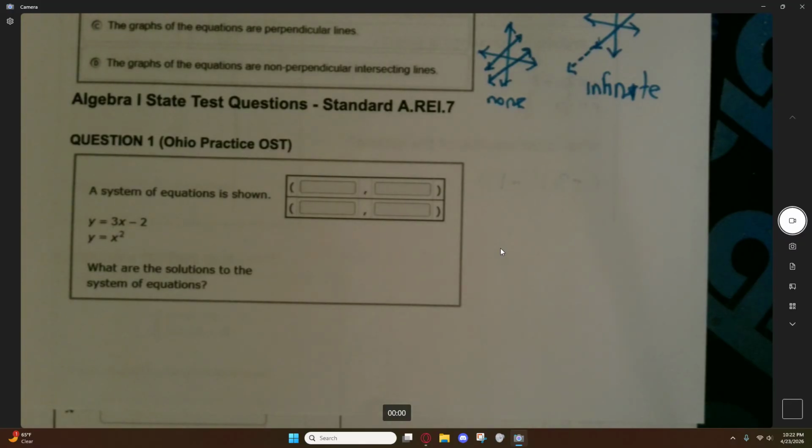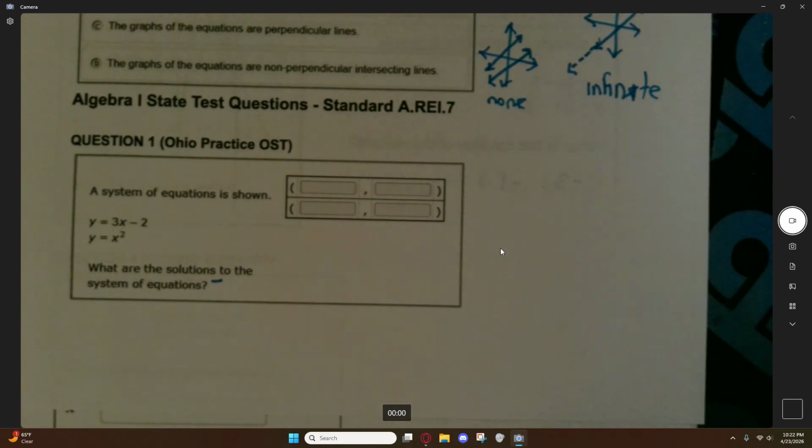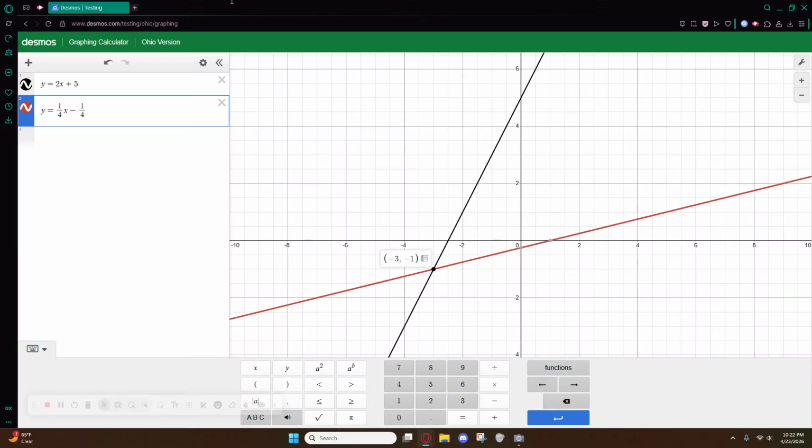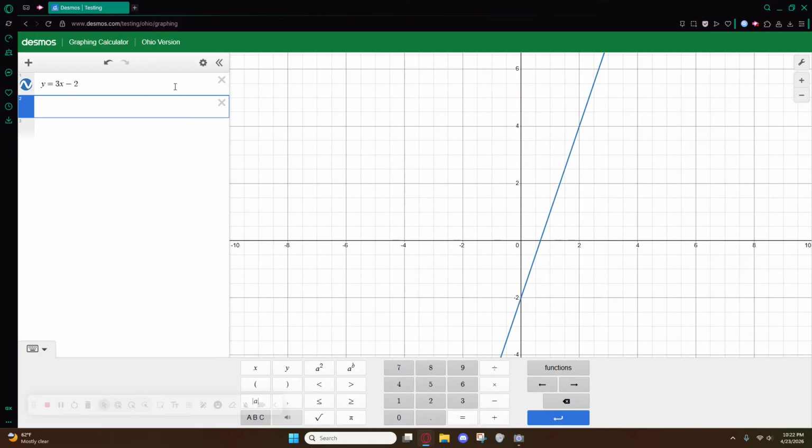System of equations is shown. Y equals 3x minus 2. Y equals x squared. What are the solutions? This says solutions. Note that there's more than one. It gives you the 2 boxes, so you know there's going to be more than one anyway. Let's clear these out from the last video. Y equals 3x minus 2, and y equals x squared.